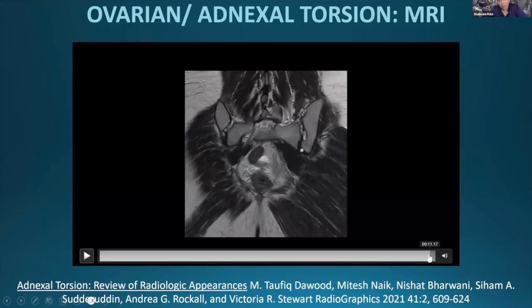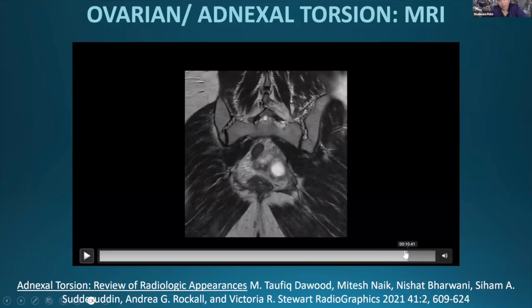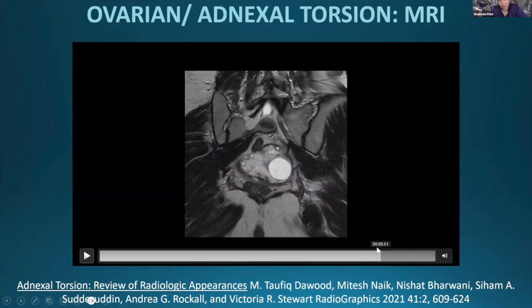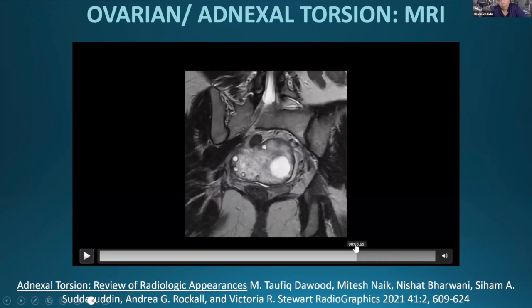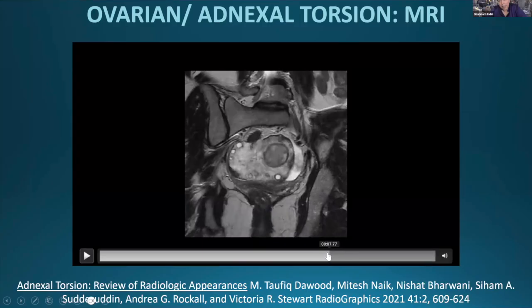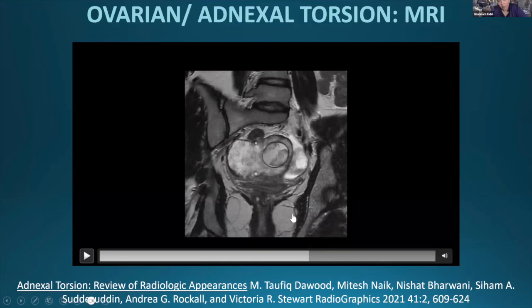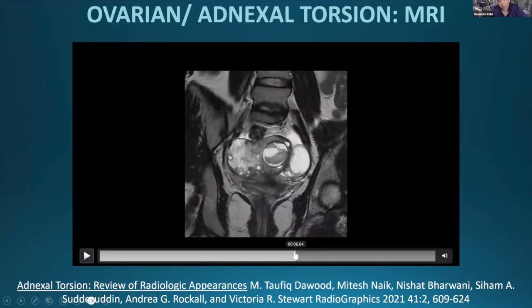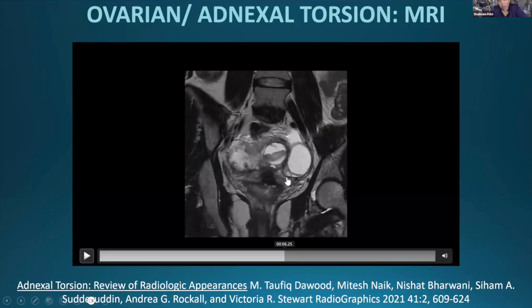Okay, let me see if I can play it back slowly a little bit. So basically, this is a massively enlarged right ovary. You'll see that it has a follicular cyst, and then it also has what looks like a hemorrhagic cyst with retractile clot. There's a small amount of ascites. Okay, and this is a smaller left ovary also containing a dominant follicle.